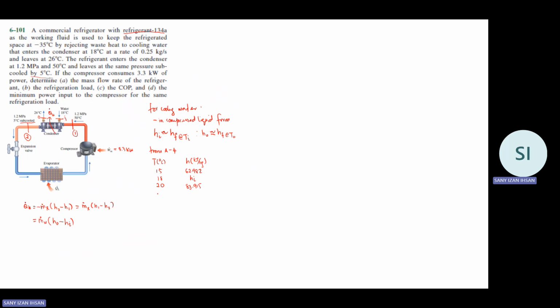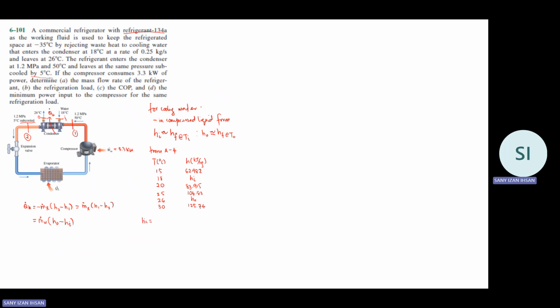Let me just combine the table. 25, and then we are trying to find 26, but the value in the table is between 25 and 30. So 25 is 104.83. This is our HO, and 30 is 125.74. So basically we have to do two interpolations from the same table.